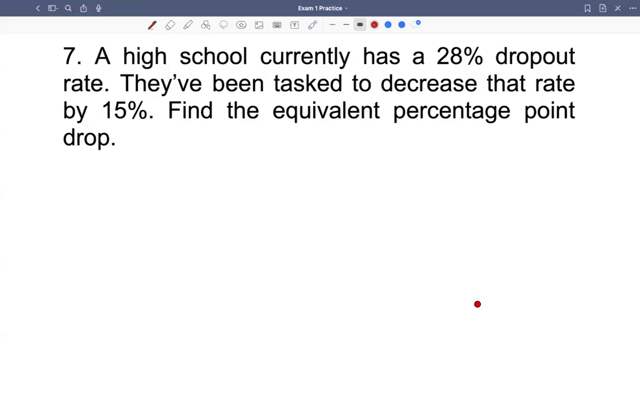Let's see question 7. Let's look for some keywords. A high school currently has a 28% dropout rate. Percentage is a rate. They are tasked to decrease the rate by 15%. So decreasing this by 15% means 15% of 28. Find the equivalent percentage point drop.